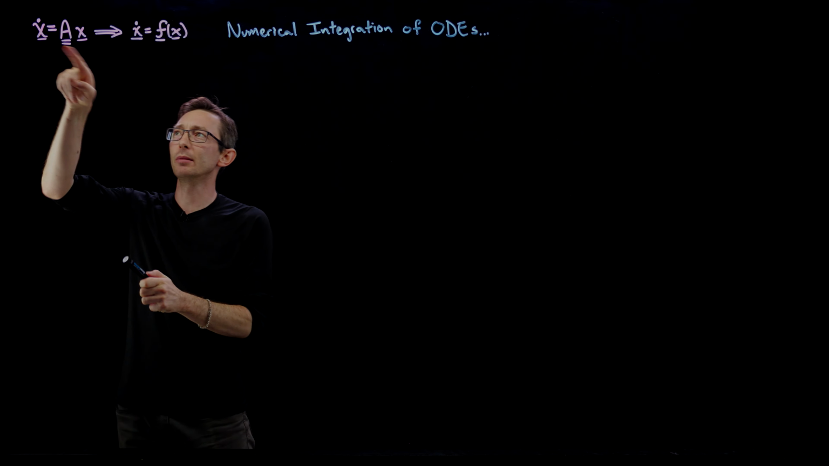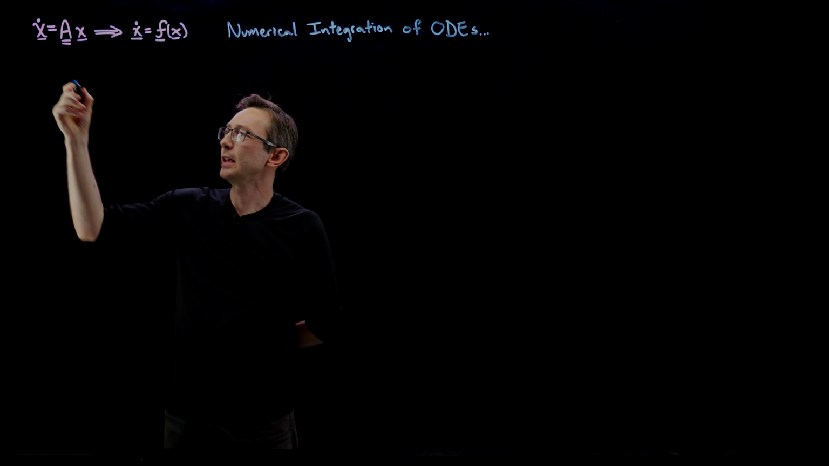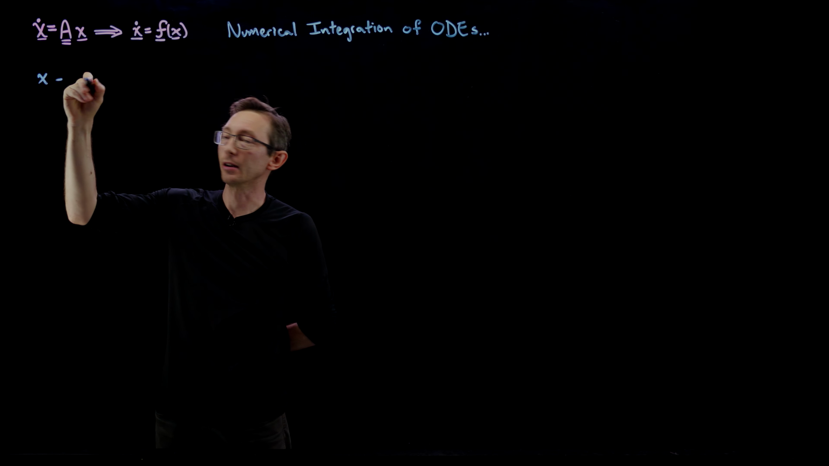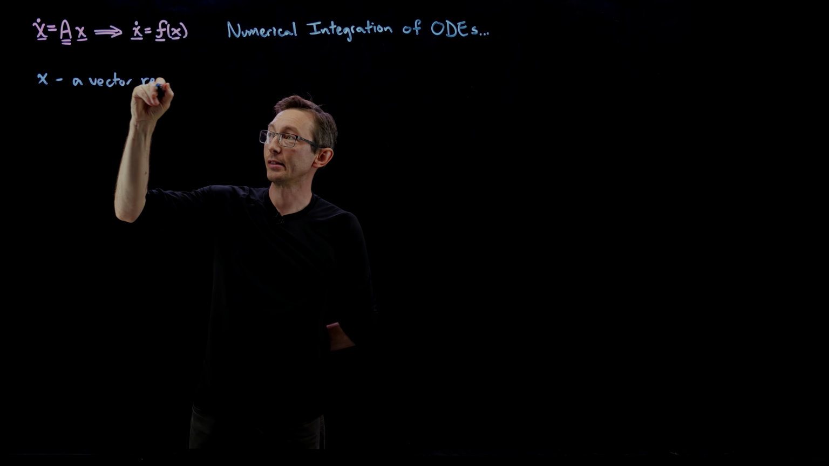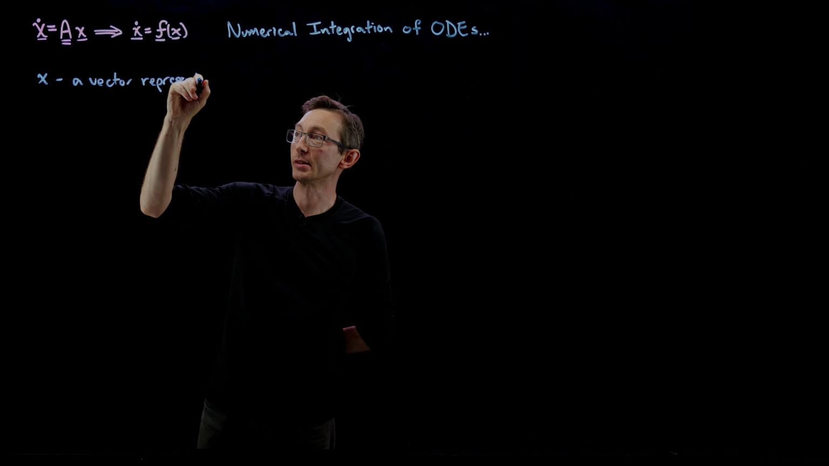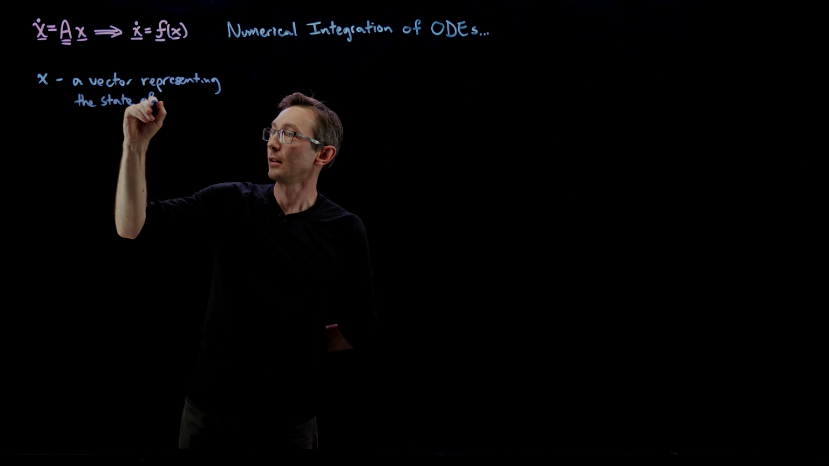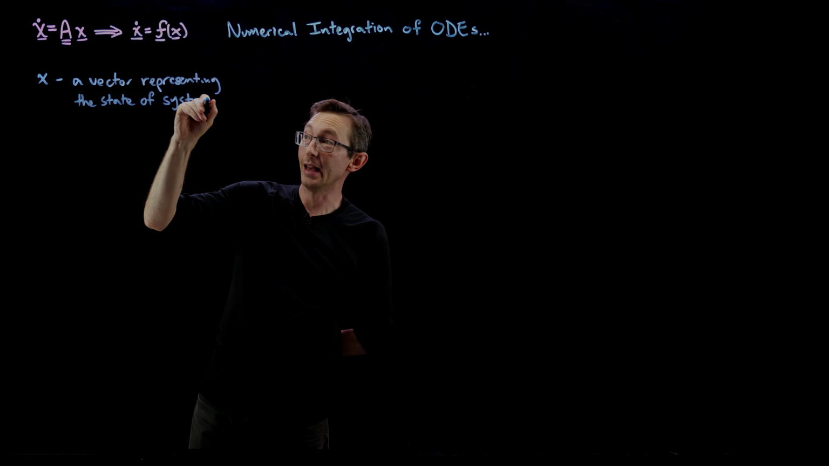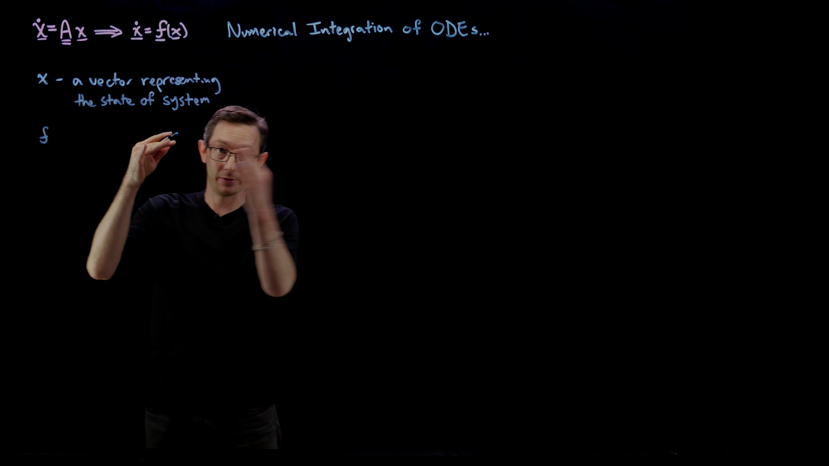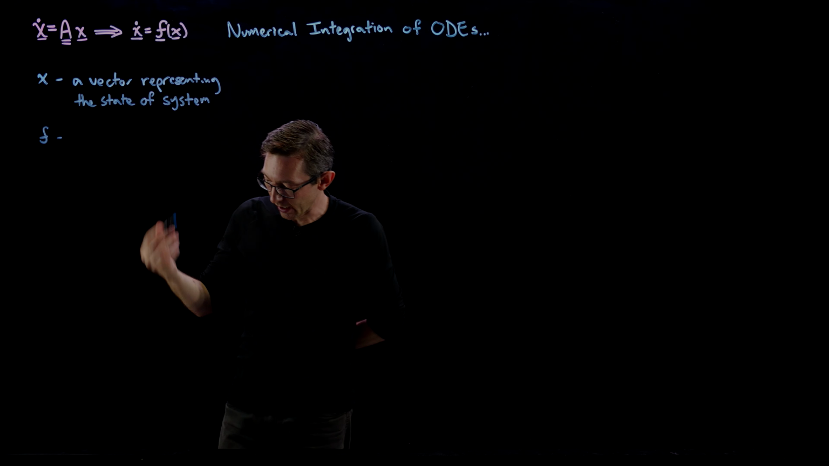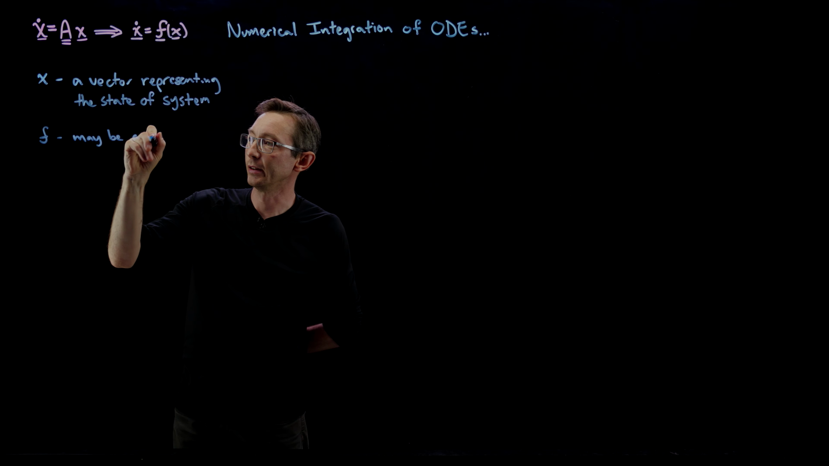So I'm going to talk a little bit more about what I mean by this differential equation, x dot equals f of x. Here, x is typically a vector representing the state of my system. It's often called a state vector. And f of x, f is a function of x, is generically some nonlinear function.